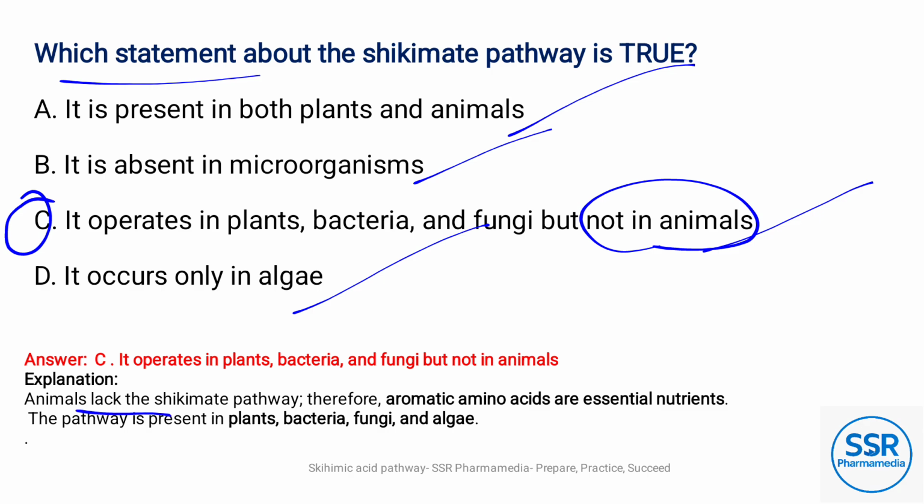Therefore, aromatic amino acids are essential nutrients. The pathway is present in plants, bacteria, fungi and algae. That is why they fall in the essential amino acid category, because they are not synthesized in animals and humans. So we have to get them from outside. That means we take them internally. That is called essential nutrients.